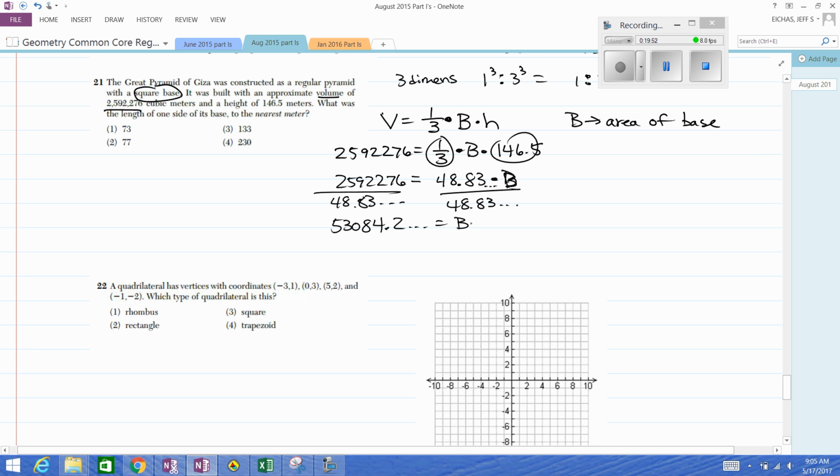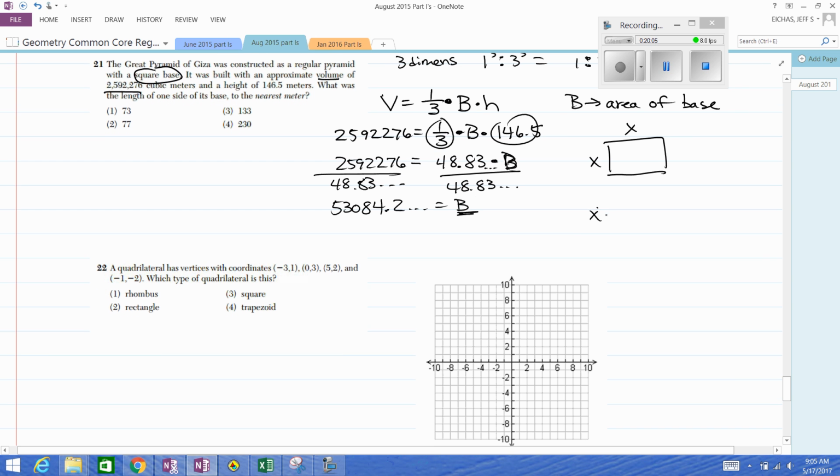Now, that's the area of the base. Now, since it's a square, what we have is basically x times x equals 53,084, right? So we're now going to square root both sides to get about 230.4. And there we go. Choice 4. Not bad.